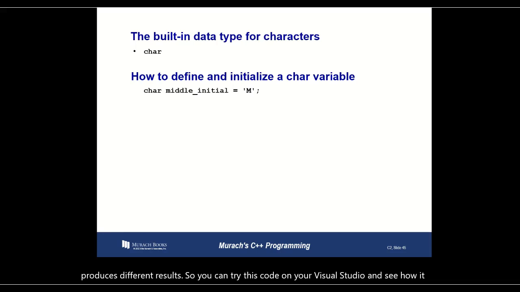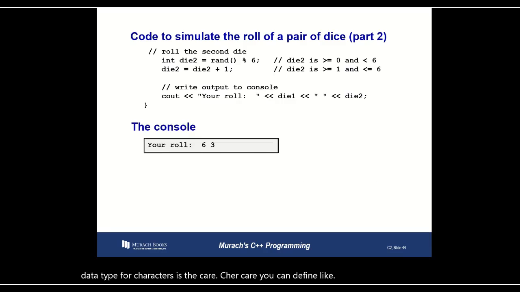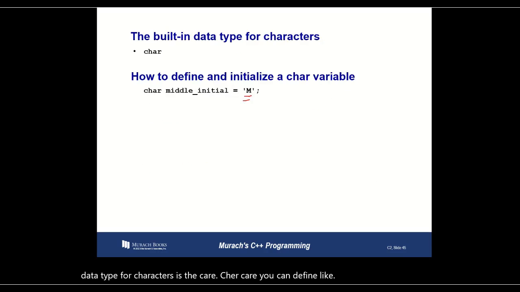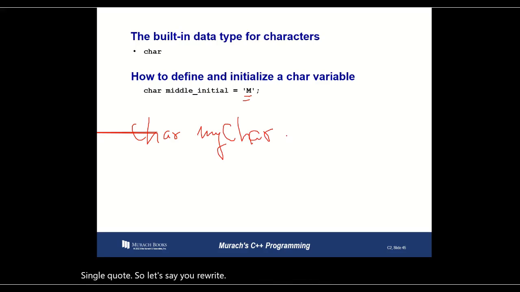The built-in data type for characters is the char. You can define it like this one. Char is a single character, and this is wrapped by single quotes. So let's say you write char myChar. Let's say this is some arbitrary character, and you can say a.